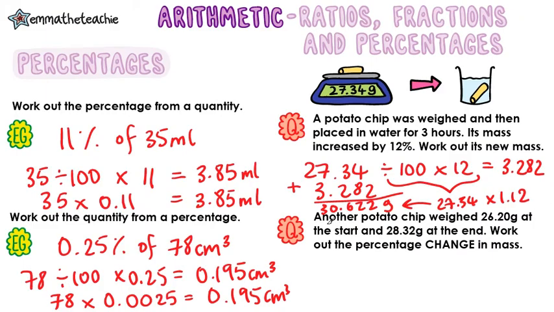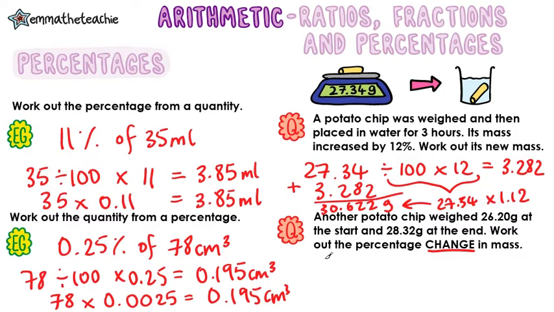Okay, another potato chip weighed 26.20 grams at the start and 28.32 grams at the end. Work out the percentage change in mass. Okay, so we're working backwards here. We need to get the percentage change. So let's start by working out what the change is in grams.